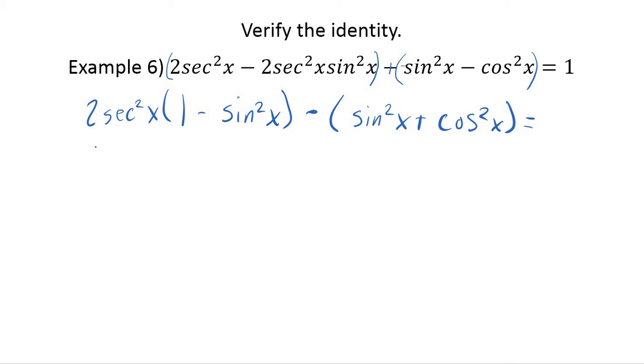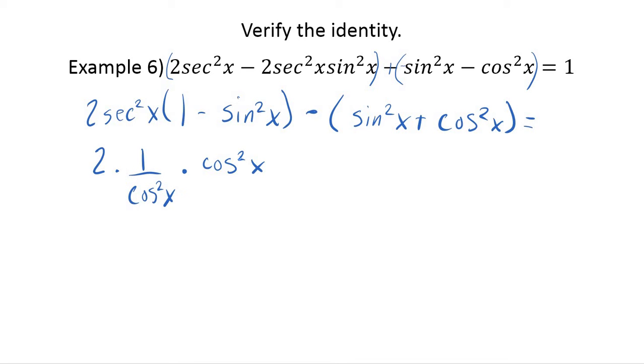So 2 secant squared. Well, let me maybe rewrite that. Isn't that the same as 2 times 1 over cosine squared? Secant squared is 1 over cosine squared times 1 minus sine squared. We've already seen an example like that. If I use a Pythagorean identity, I could rewrite that as cosine squared. Remember, sine squared plus cosine squared is 1, so I could rewrite that.